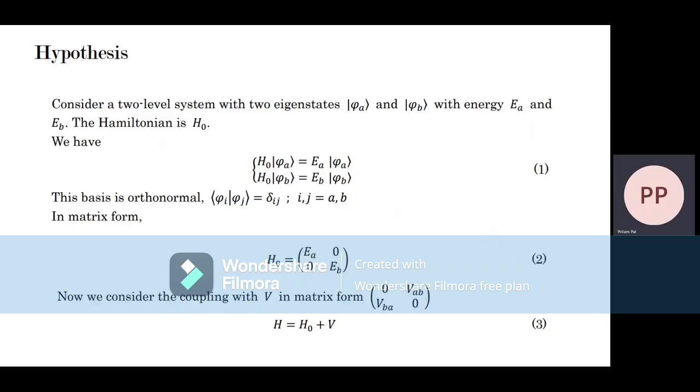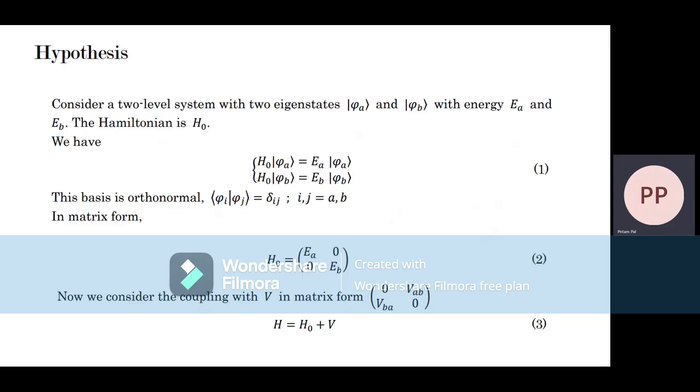Suppose we have considered the two-level system, so we have two energy eigenstates, let's say phi a and phi b, with energies Ea and Eb respectively. Now we have the Hamiltonian, let's say H naught. By the normal convention, if you apply the Hamiltonian on the state, it will give us an eigenvalue.